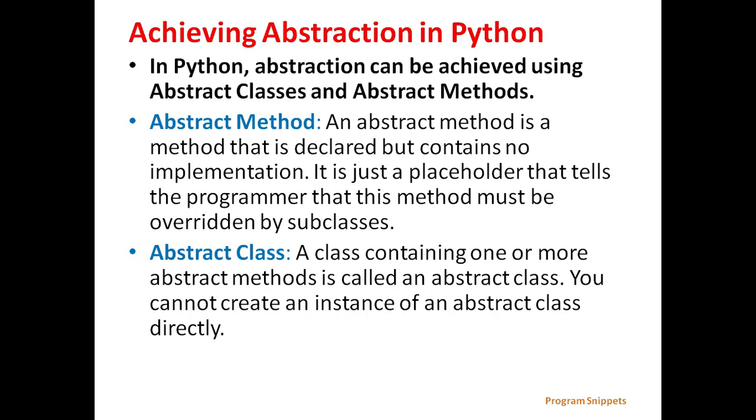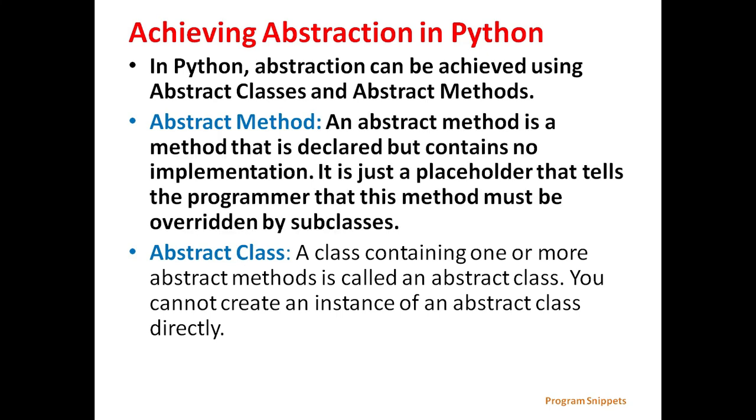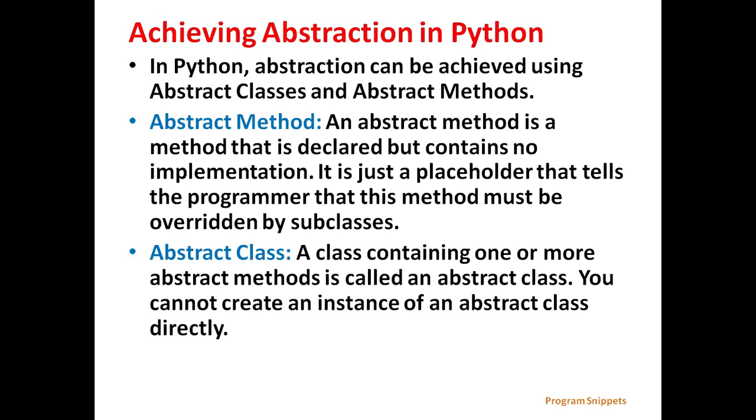In Python, abstraction can be achieved using abstract classes and abstract methods. An abstract method is a method that is declared but contains no implementation. It is just a placeholder that tells the programmer that this method must be overridden by a subclass. And abstract class: a class that contains one or more abstract methods is called an abstract class. You cannot create an instance of an abstract class directly.